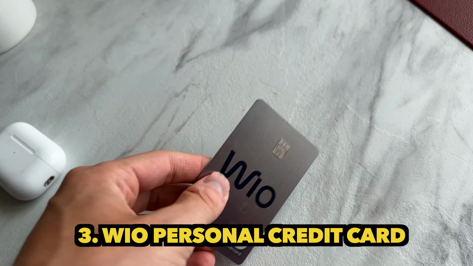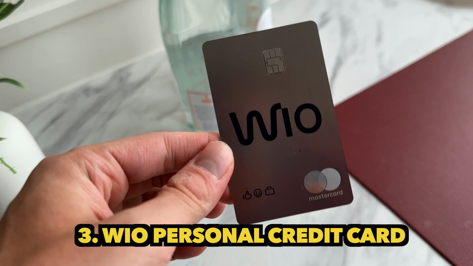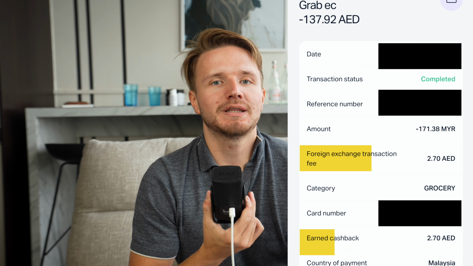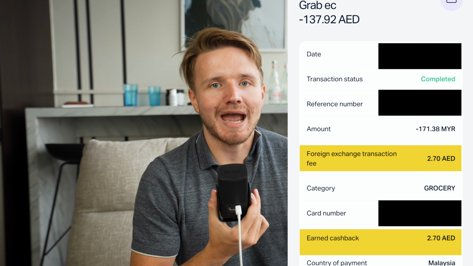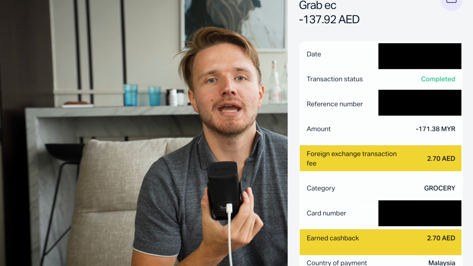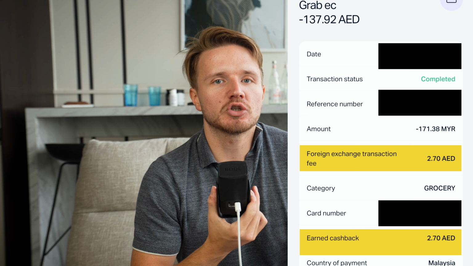And the third option that I now use mostly is the WEO personal credit card. When you're spending abroad with this card, you will get 2% cash back, but there will also be a 2% foreign currency exchange fee. So basically those two cancel each other out. So you always get essentially net zero. So essentially you're spending money abroad for completely free, and it's just very easy. You don't need to worry about how to convert points or anything like that because it's just literal cashback that gets paid to your bank account at the end of each month.